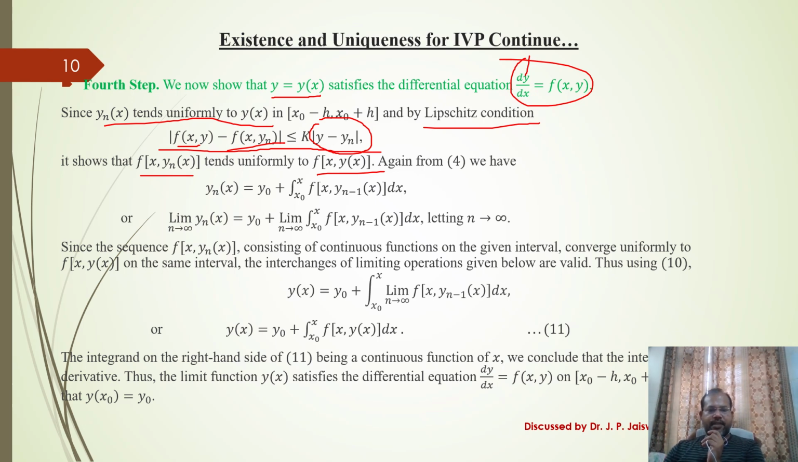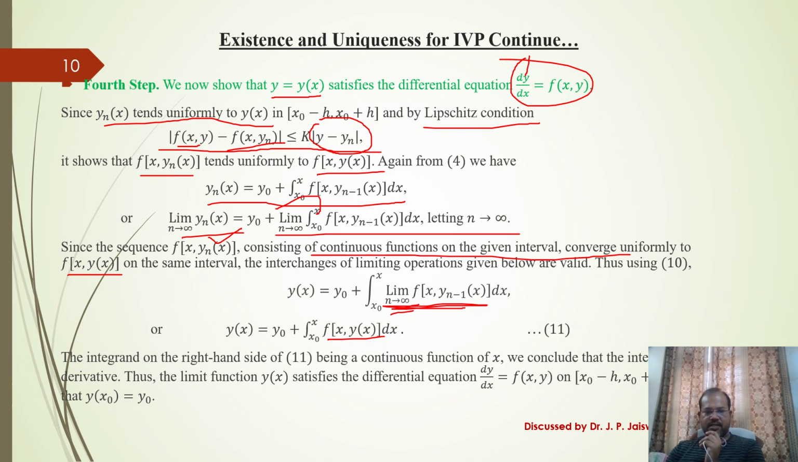Now, by the Picard iteration formula, take n tending to infinity on both sides. Since each term f(x,yn(x)) is continuous and converges uniformly to f(x,y(x)), by the previous theorem the limit can go from outside to inside. Going inside, this is basically f(x,y(x)), because f(x,yn(x)) converges uniformly to f(x,y(x)).